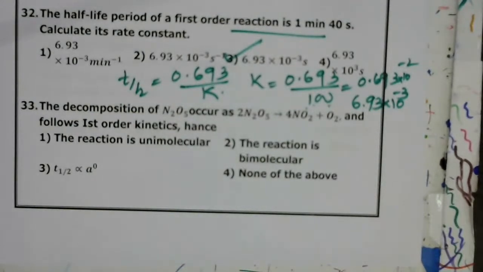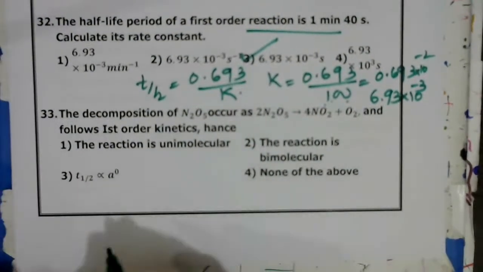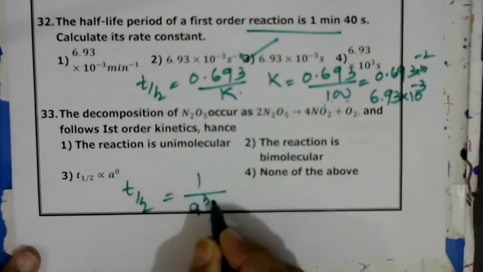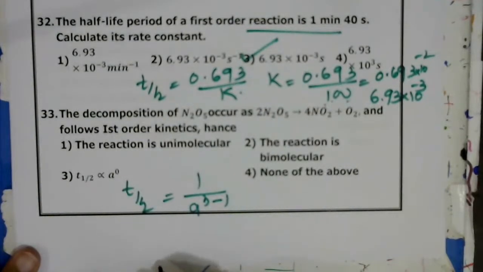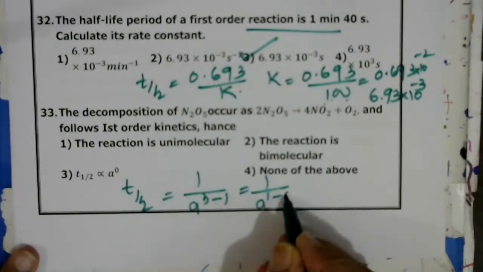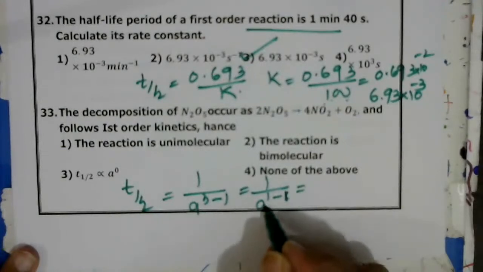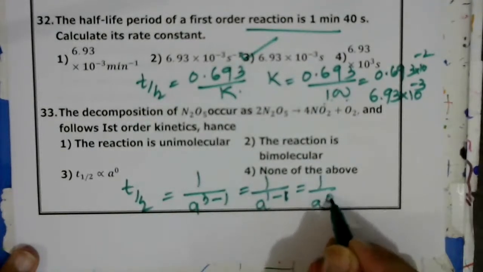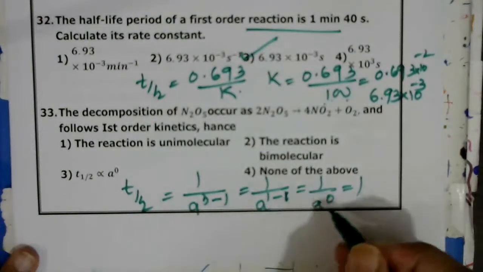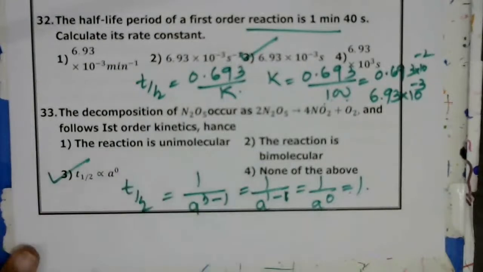So here what they are saying is that t half is equal to what? Do you remember the mathematical relation? t half is equal to 1 by a raised to n minus 1. For first order kinetics, that will be 1 by a raised to 1 minus 1, which is 1 by a raised to 0, equal to 1. Whenever we take a first order reaction, a raised to 0 is nothing but 1. Therefore, the correct option is third.